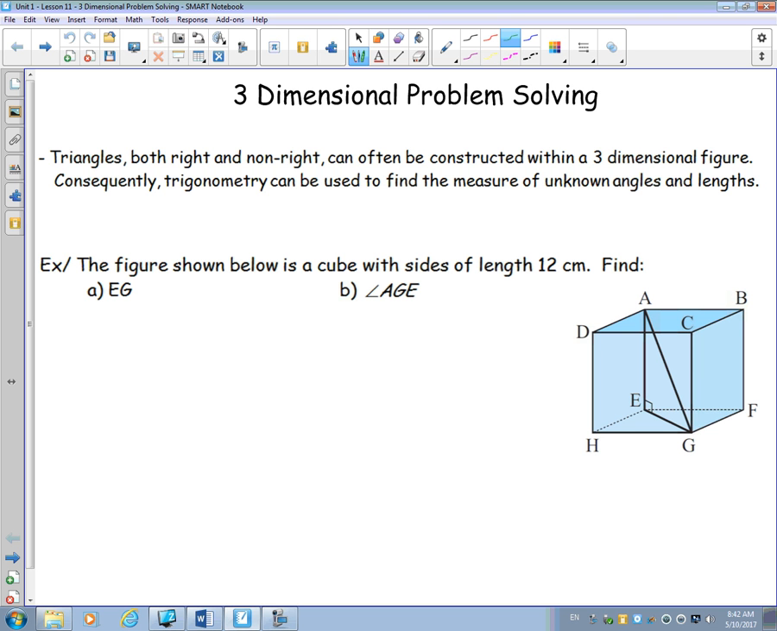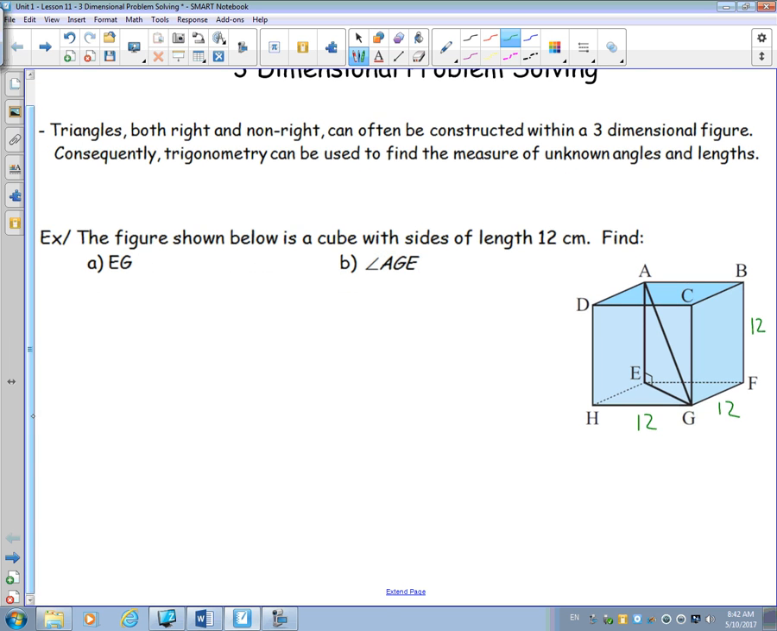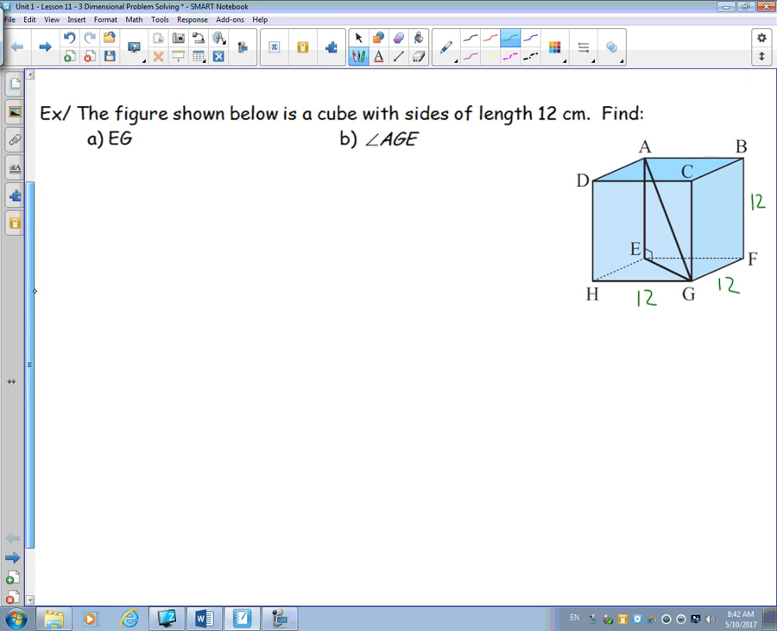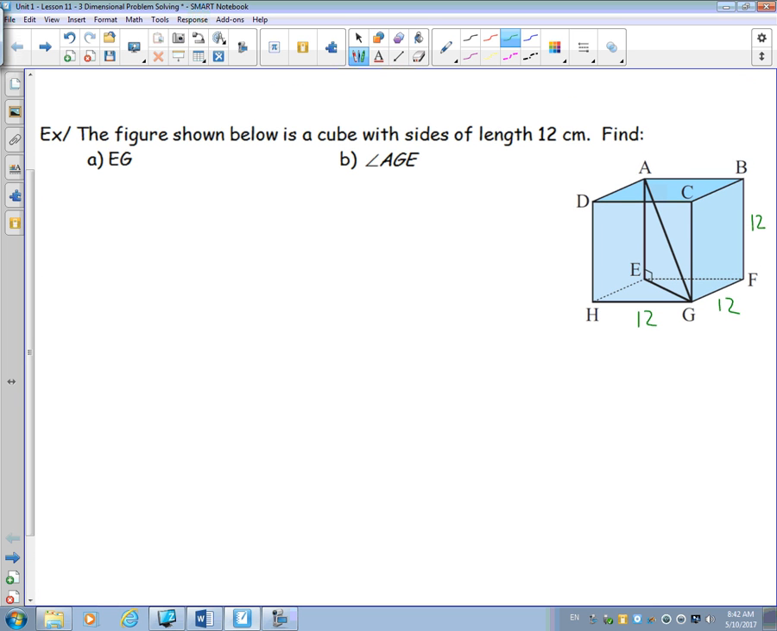The figure shown below is a cube with side lengths of 12. The nice thing about cubes is when you know one side, you know all the sides. So they're all 12s. We want to find EG. So EG is a line. I know that because it only has two letters, from E to G. So I think sometimes when dealing with three-dimensional things, it makes sense to redraw the triangle that you want to use.